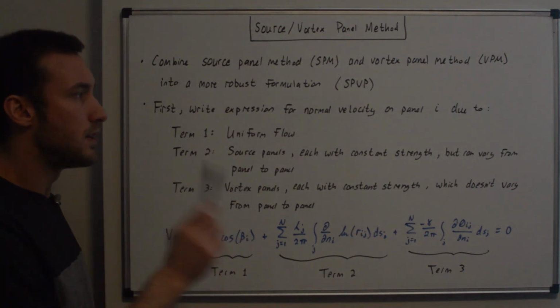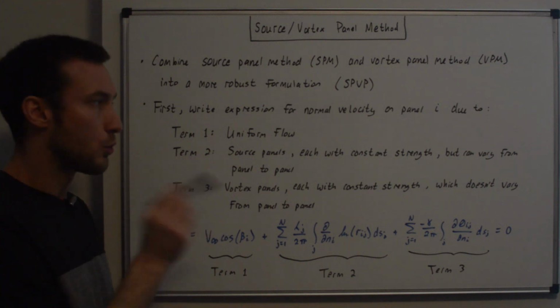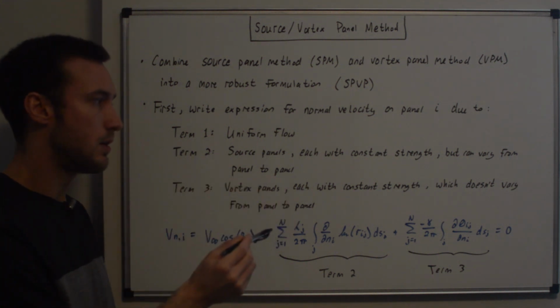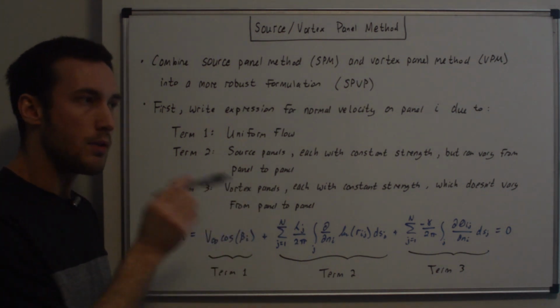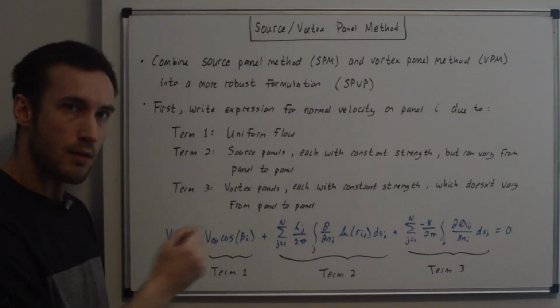So over the entire airfoil, each of the panels has an associated source strength that's constant over that panel but can change from panel to panel. And with each of those panels there's going to be a vortex, but the value of the vortex strength, gamma, will be the same on every single panel.